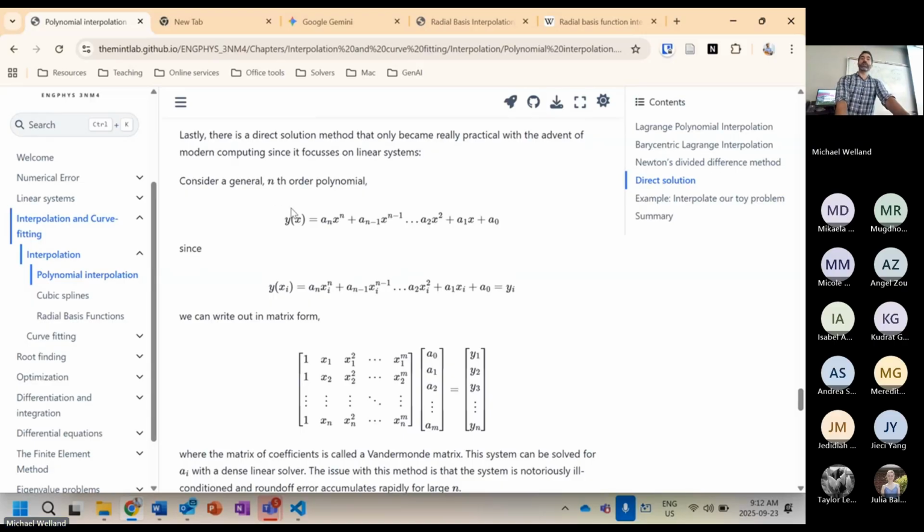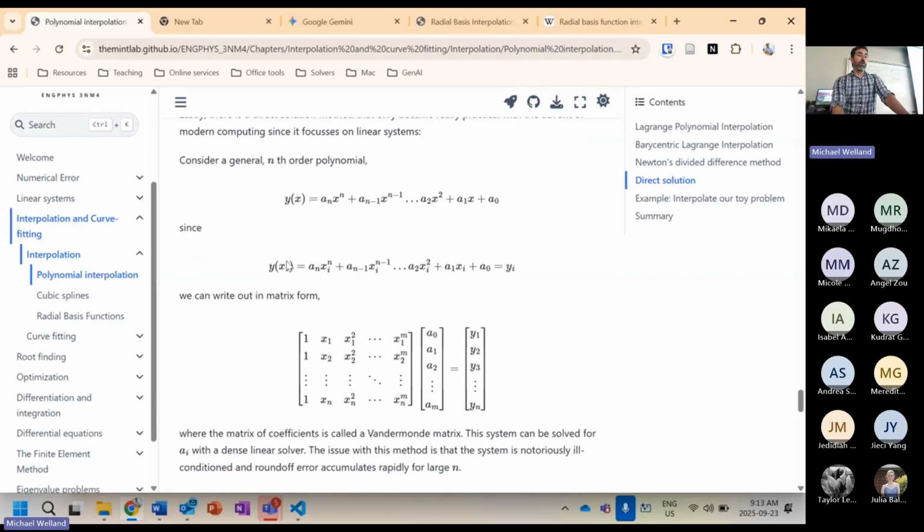Let's consider this polynomial. This is an nth degree polynomial, right? We have all these guys. For a given xi, you plug this in. This is that xi. You're going to get your associated yi. This turns into, here's the leap.